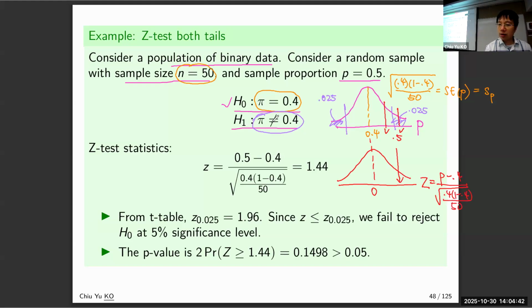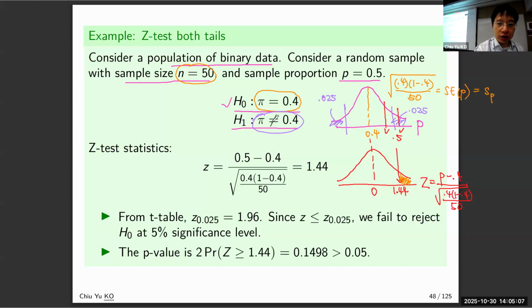Okay. And this turned out to be 1.44. And the question is this area, okay? Is this area less than 0.025, right? Or this area multiplied by 2, which is the p-value, is it less than 5%?